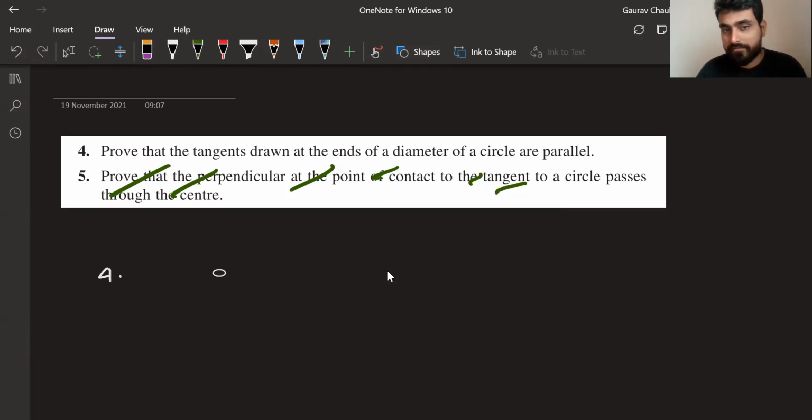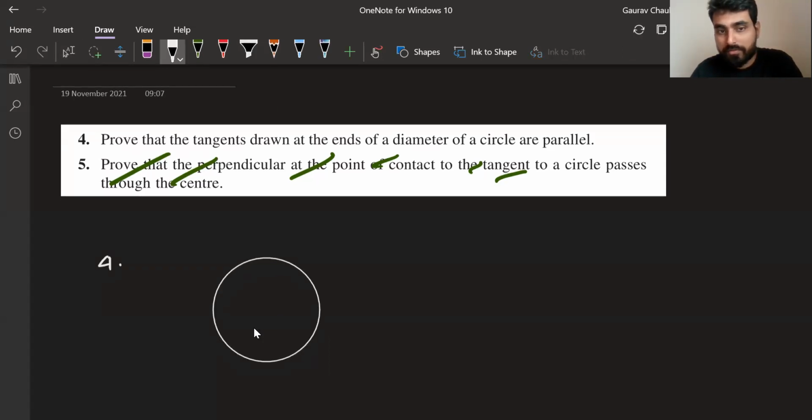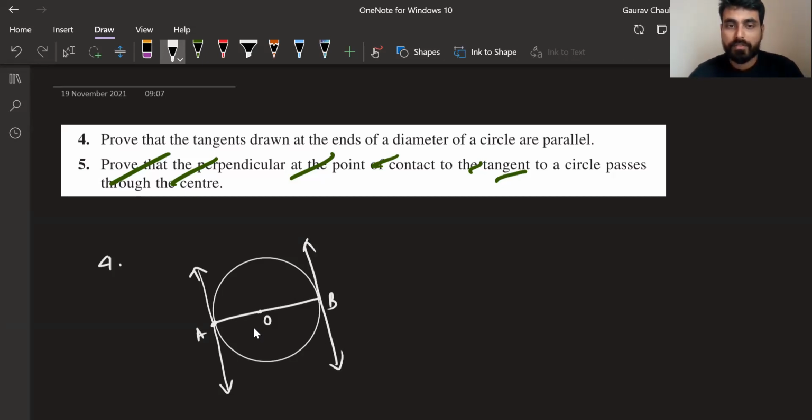For that, we need a circle and we need a diameter already in that circle. So let's draw a diameter. This is my diameter, passing through the center. Now the tangents drawn at the end of the diameter are parallel. Think about it. If I'm drawing a tangent here, it'll look like this, right? End of the diameter means this point. Let AB be the diameter, this point and this point, right?